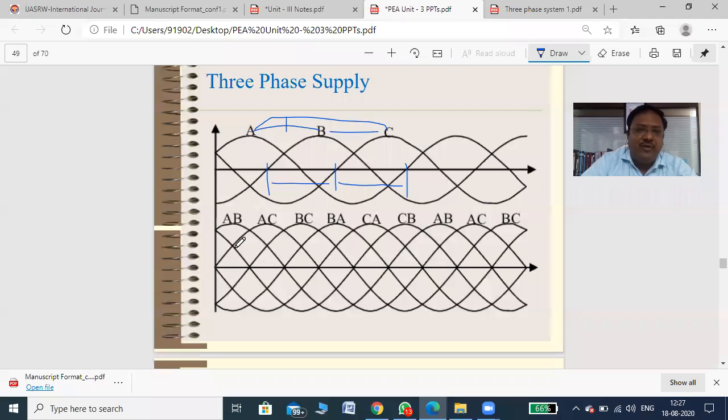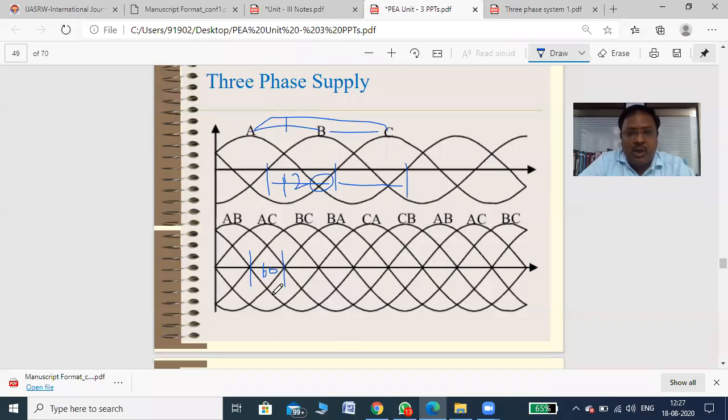Right? If you see the phase difference between these two line voltages, A, B, C. This line is called AC and this is called BC. So the phase difference between these two lines is 60 degree, right? This is 60 degree. So the phase difference between two line voltages is 60 degree and the phase difference between two phase voltages is 120 degree. This is most important. Okay, right? Phase difference between two phases is 120 degree and the phase difference between two line voltages is 60 degree.